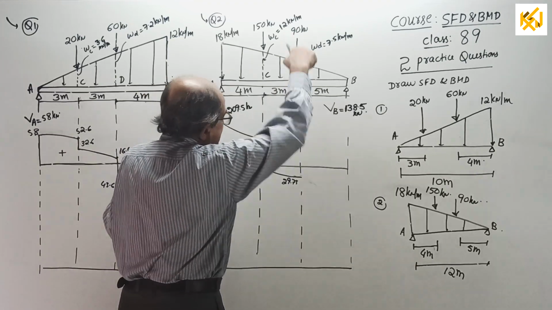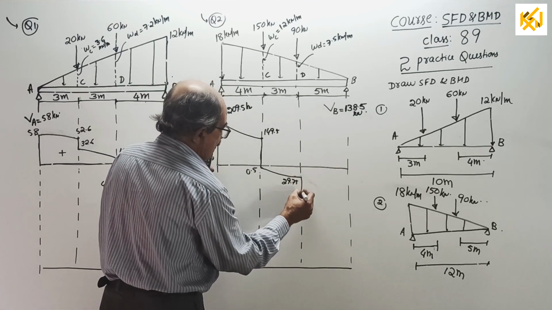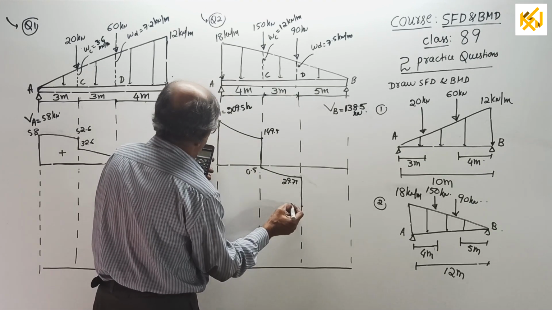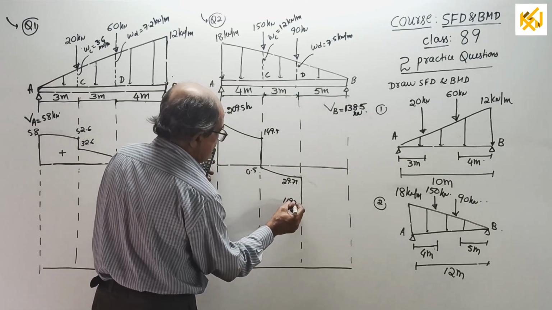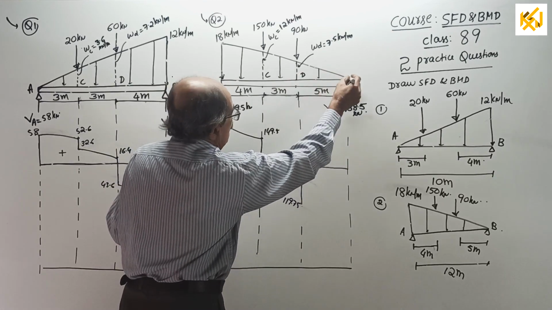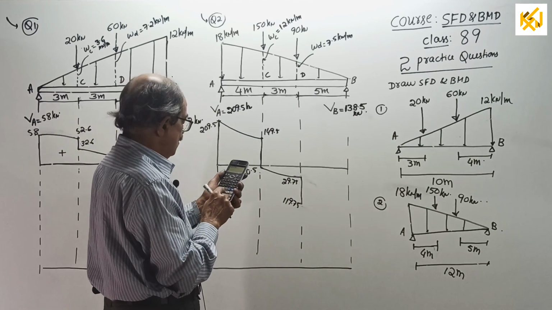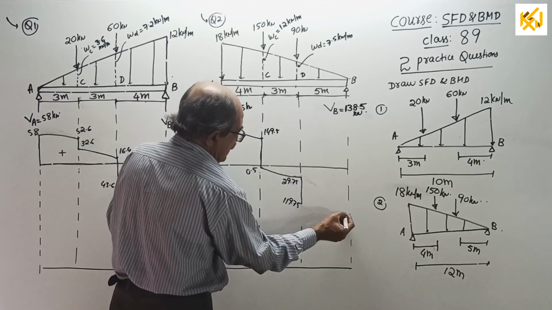29.75. Come down by 90, minus 90. 119.75. Available space I will use here, sufficient. This is 209. Okay. Out of scale, 119.75. Again from here to here, go down by this much load. Minus half into 5 into 7.5. It will come correctly 138.5 here.